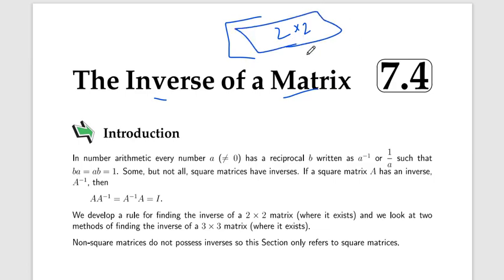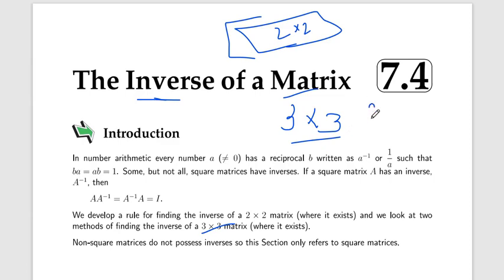In this lecture, we will discuss how to find the inverse of a 3 by 3 matrix. First of all, let's start with some basic introduction of how to solve the 2 by 2 matrix. Then we will solve the inverse of the 3 by 3 matrix.